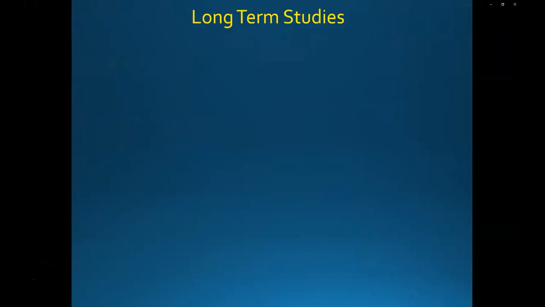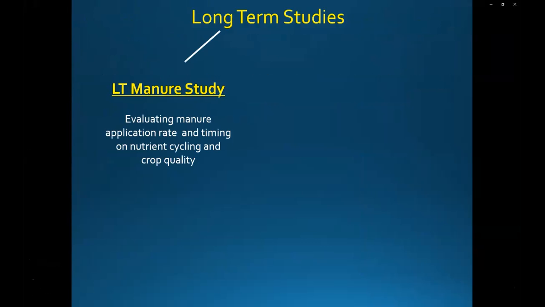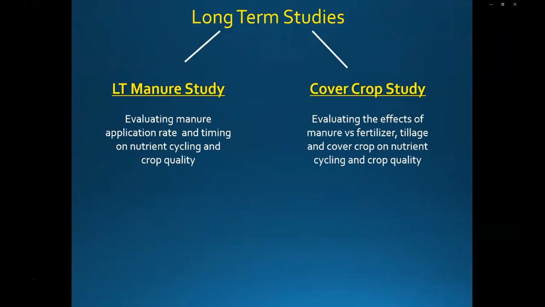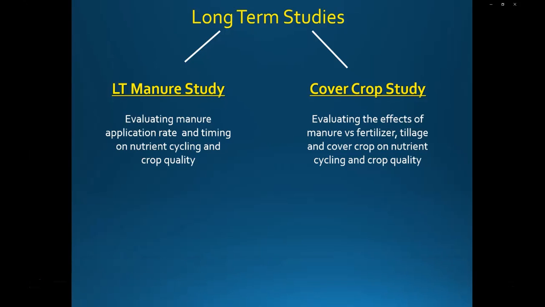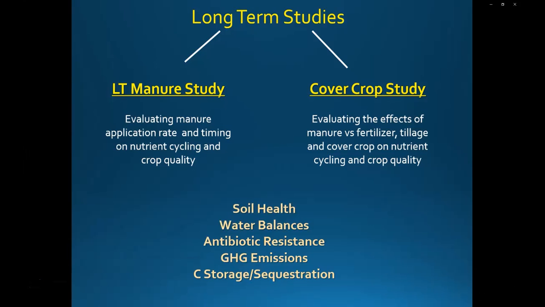So we're going to look at two different long-term studies. The first is what we call the long-term manure study, where we're evaluating manure application rate and timing on nutrient cycling and crop quality. Our second study is what we call the cover crop study, which is where we're evaluating the effects of manure versus fertilizer, different types of tillage and cover crop on nutrient cycling and crop quality.